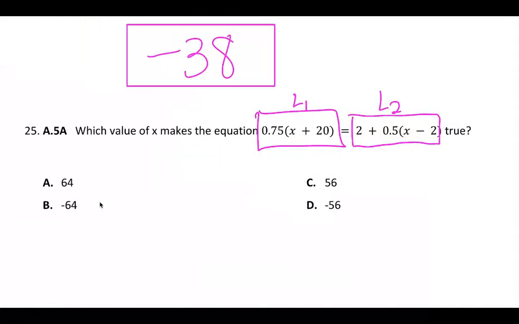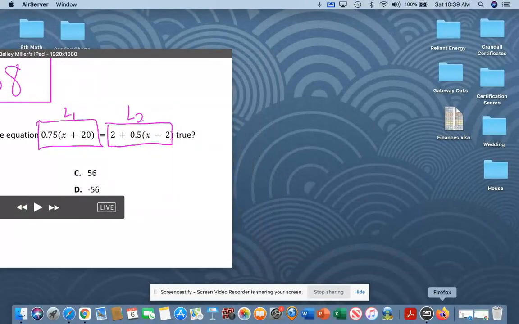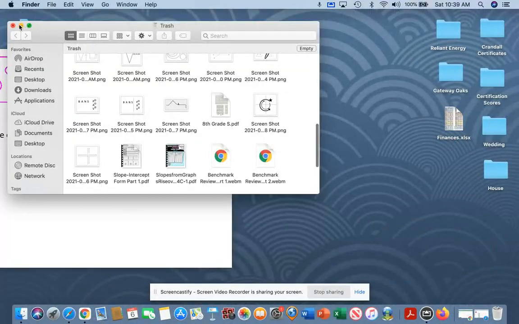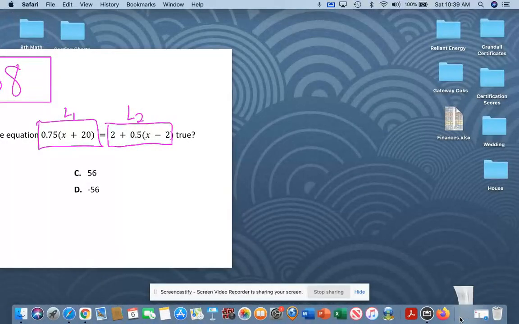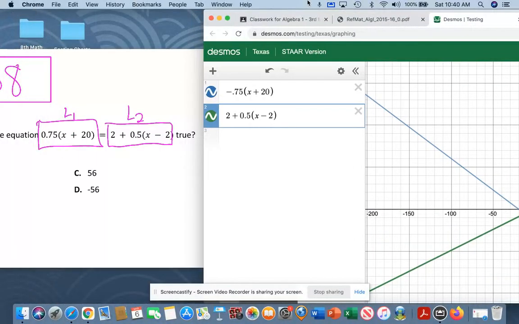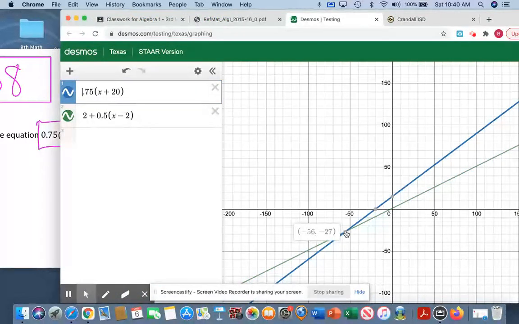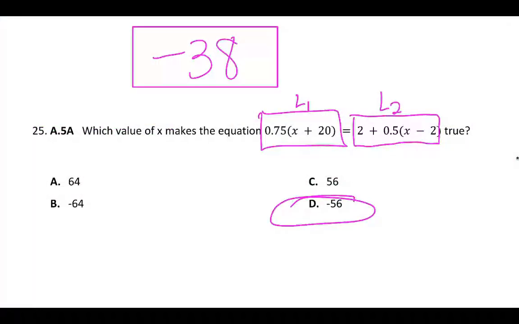Which is obviously, I did something wrong. What did I put in wrong this time, y'all? I'm struggling this morning. Oops, sorry. I can't even click the right button. Let's see. Oh, it's not negative. Here it is, -56. Whew. Hopefully y'all did better than me.